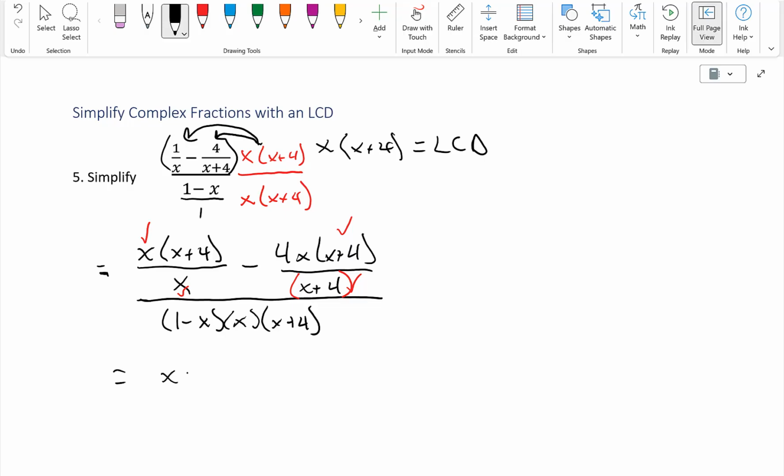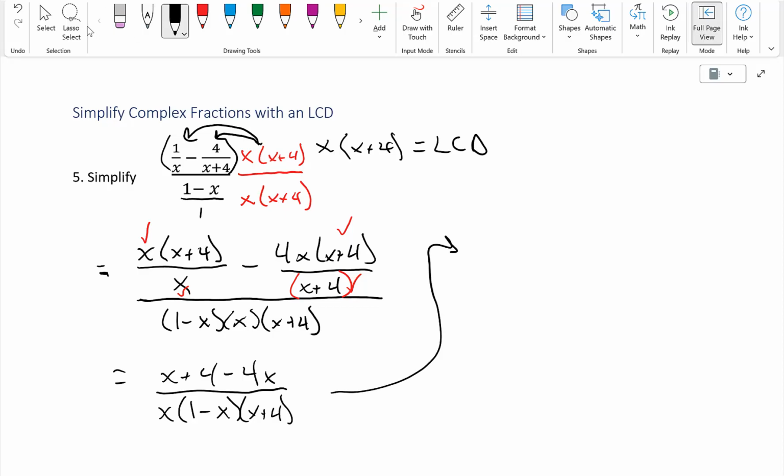So when we simplify that one, we now have an x plus 4 minus 4x over, when we have that single x as a factor, we usually write it out front so we don't lose it somewhere. So an x times 1 minus x times x plus 4. And then, just so I don't have to scroll, we'll just move it up.